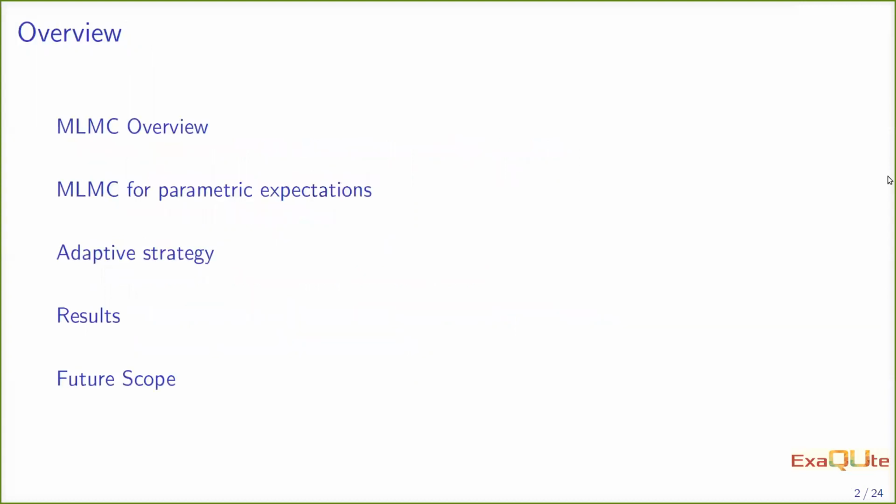So the structure of the talk is going to be as follows. First, I'll give you a brief overview of MLMC methods. Then I speak about MLMC for parametric expectations and the corresponding error estimation techniques. I then go on to adaptive strategies for how to tune the MLMC hierarchy's parameters. And then I present a couple of numerical studies. The first one is for a toy problem, and the second is for a little more applied problem. Then I conclude with some future goals.